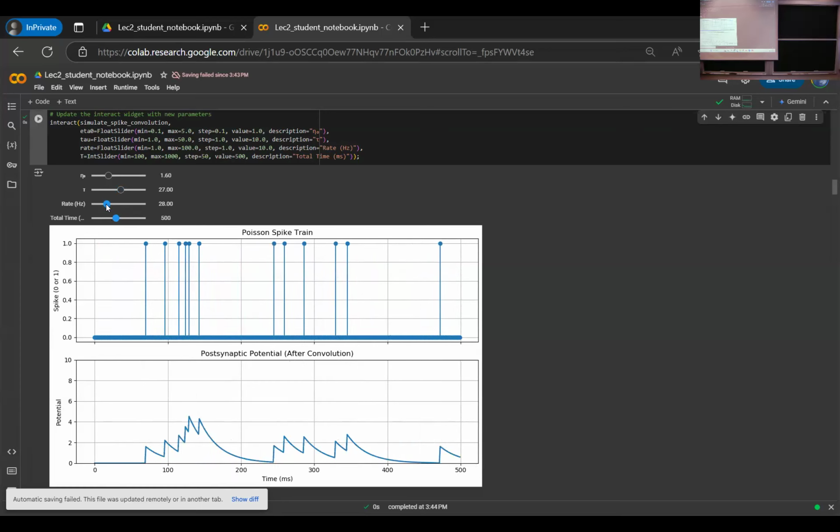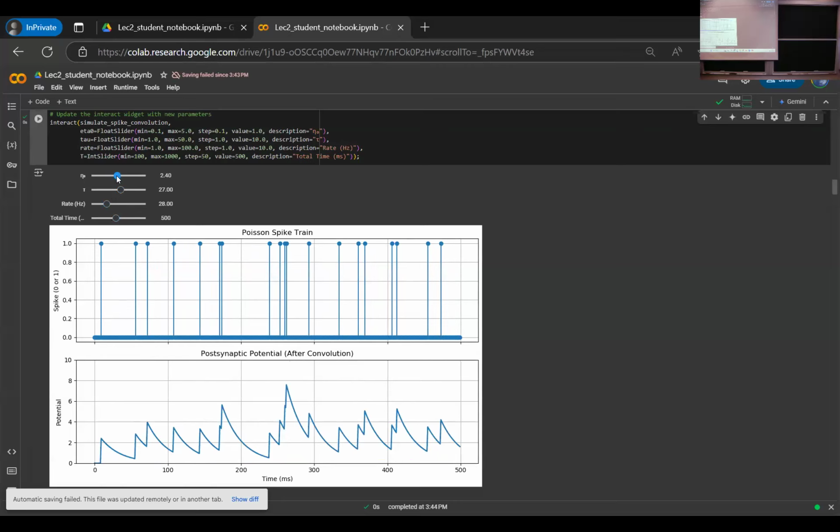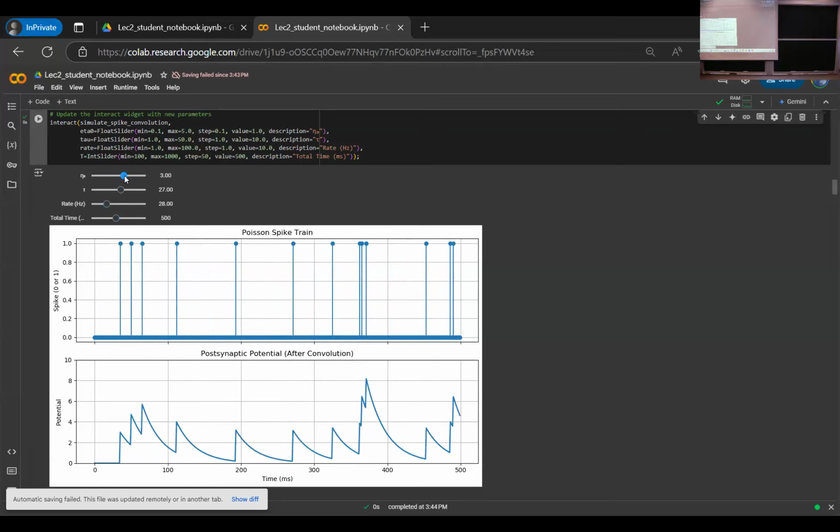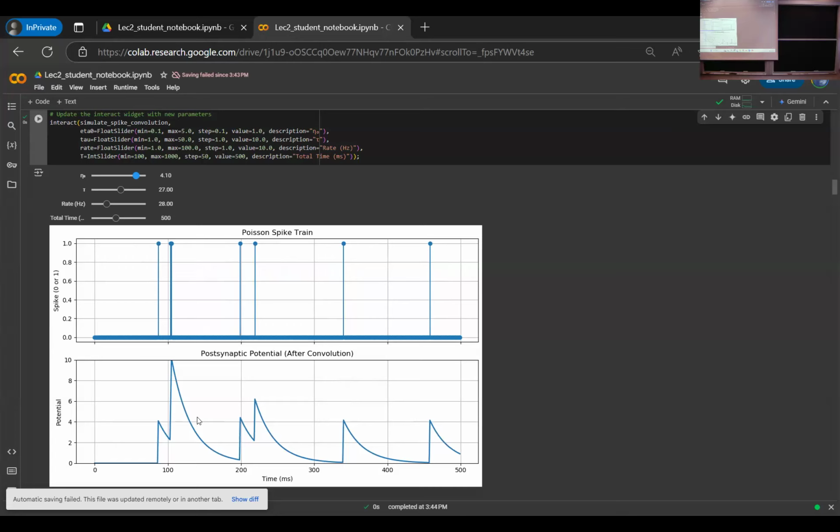So just playing around with it, let's see what happens if we increase the eta naught parameter. What do you guys think is happening here? It's not too complicated, but just to build some interaction: what happens to the postsynaptic potential as we increase eta naught? Yeah, exactly. The postsynaptic potential just increases. You get a stronger response because your kernel is giving you a stronger convolution in the beginning.